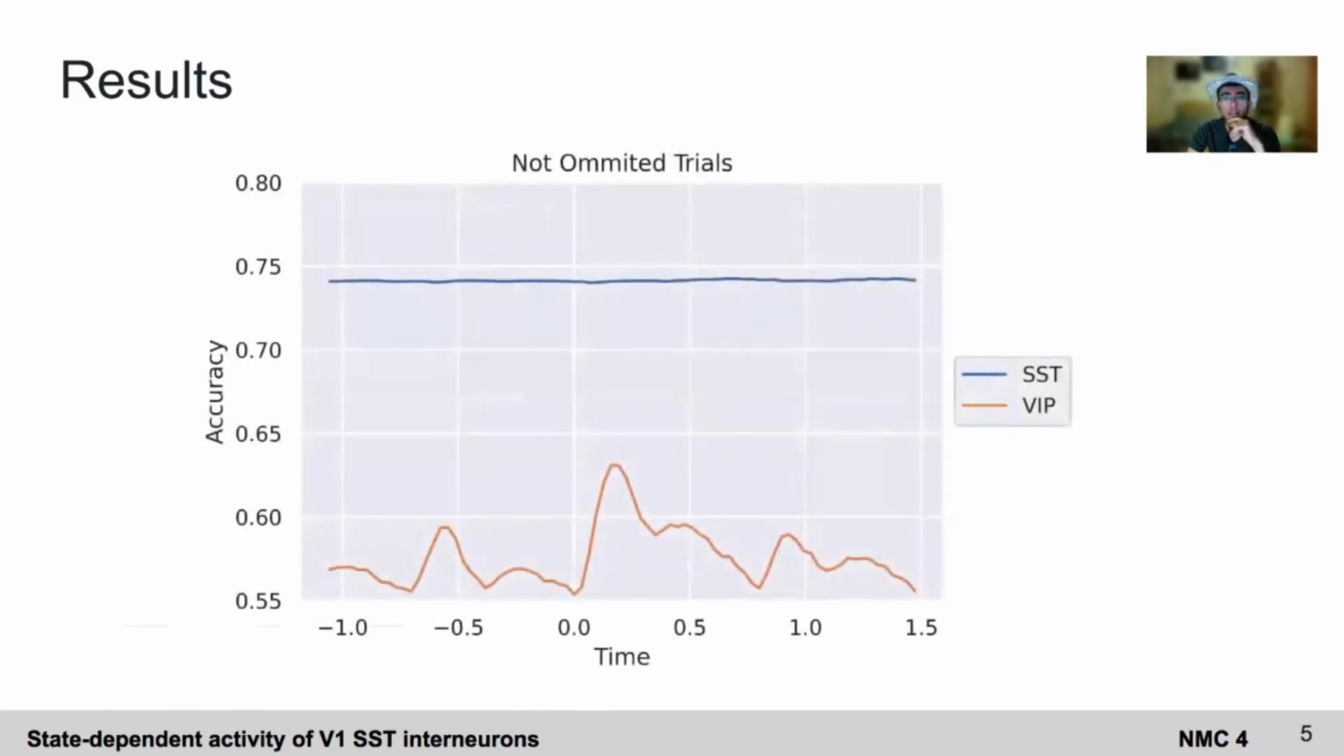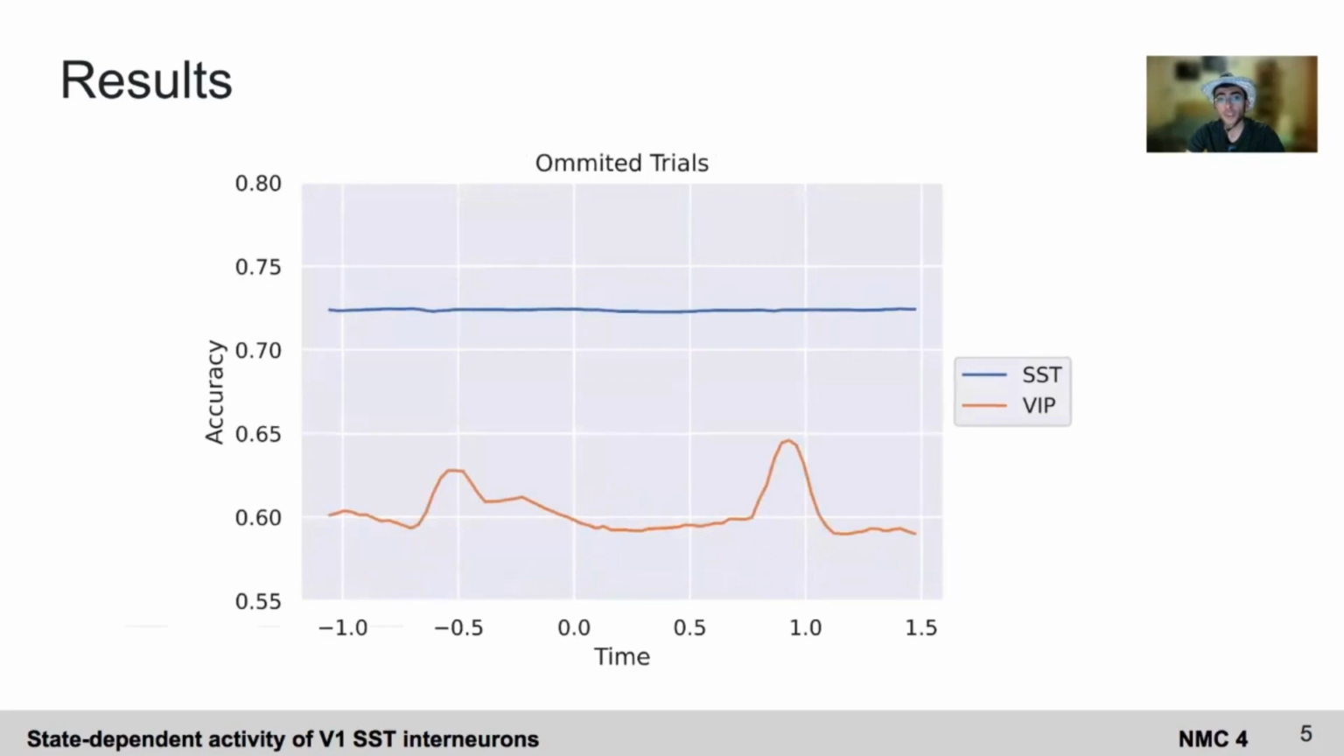Here we see one example of an accuragram. We see that the SST cells show about 74% accuracy, which is better than the VIP cells, but it's not changing over the trial times, and the stimulus onset here is around 0. So we see no change in accuracy when the stimulus is shown. So we might conclude that the information in the SST cells is already present throughout the trial. But the VIP cells show greater accuracy when the stimulus is being shown, and when the trial goes to the gray screen after the stimulus, the accuracy drops.